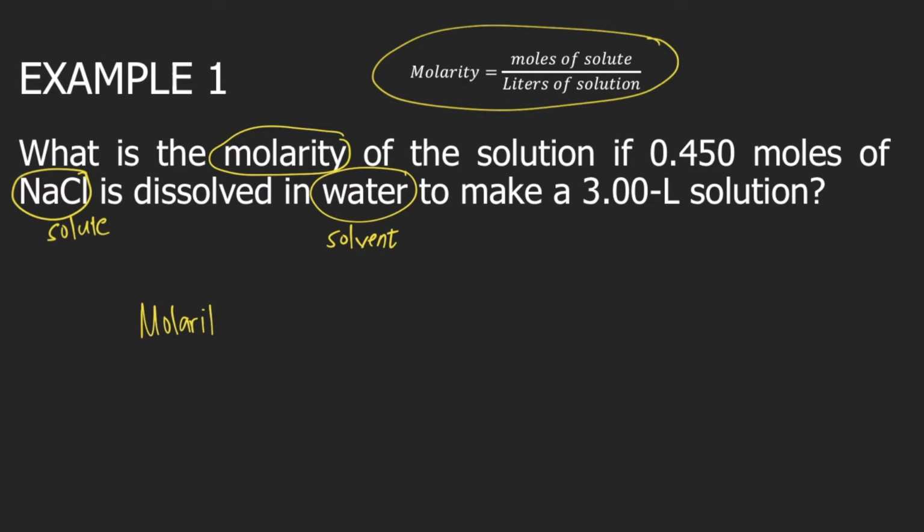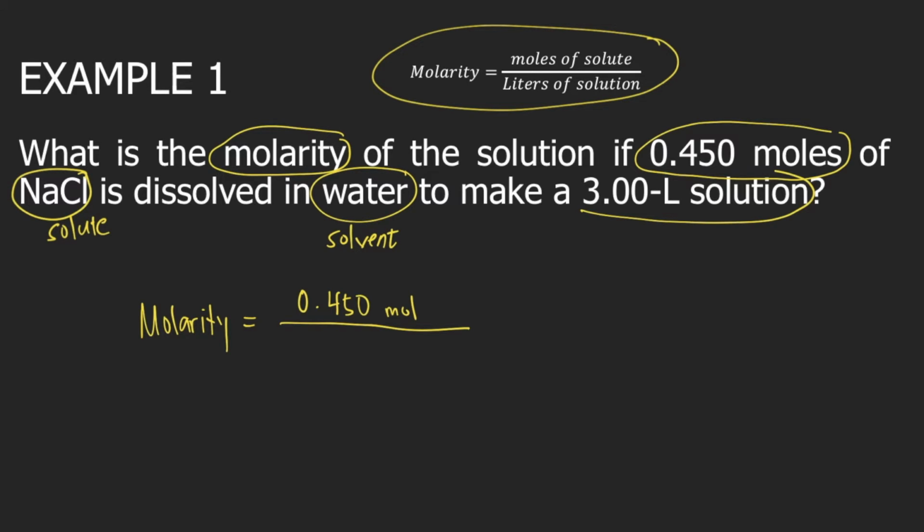Molarity is equal to the moles of solute, and we are given 0.450 moles of NaCl. So you put 0.450 moles on the numerator, and on the denominator, you put liters of solution. And we are given 3 liters of solution. So you put 3.00 liters on the denominator.